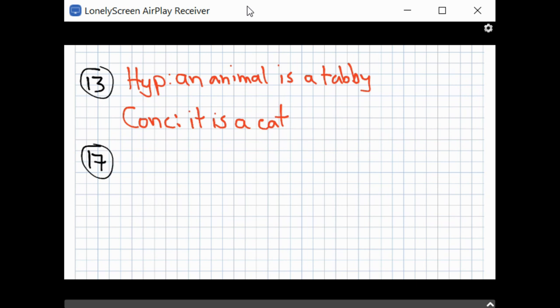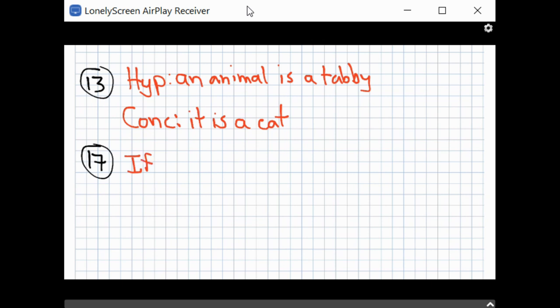Number 17, write a conditional statement for each sentence. Sometimes these can be tricky. They're going to give you a sentence with information, and you have to think, okay, what part is the hypothesis? Which part is the conclusion? Which part follows the other? So 17 says, after 3 strikes, the batter is out. Well, what's the condition that has to be met? If the batter makes 3 strikes.